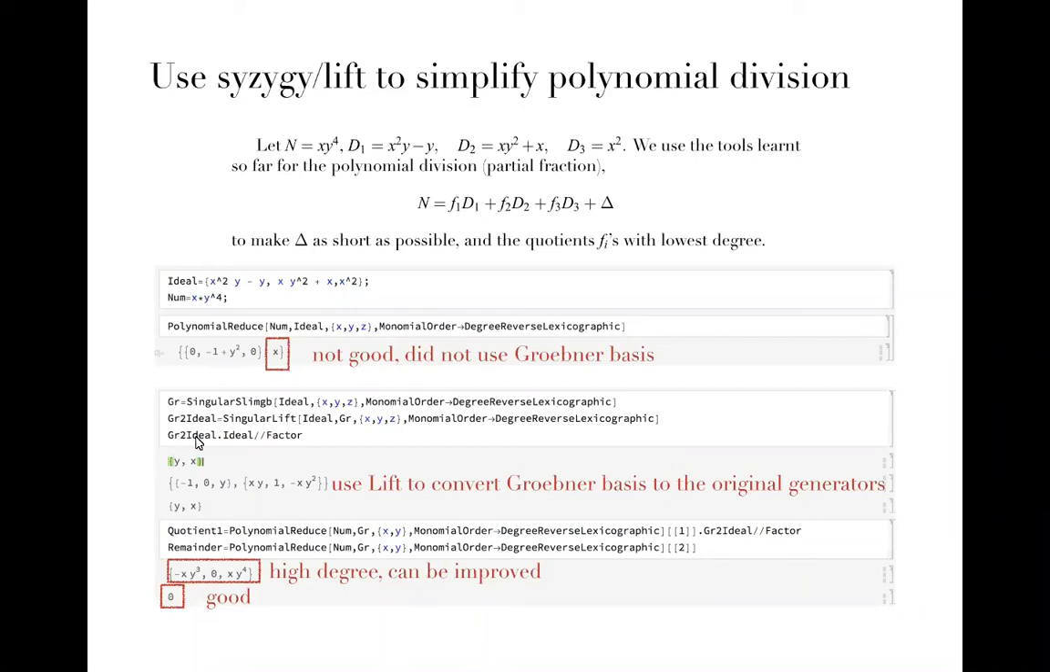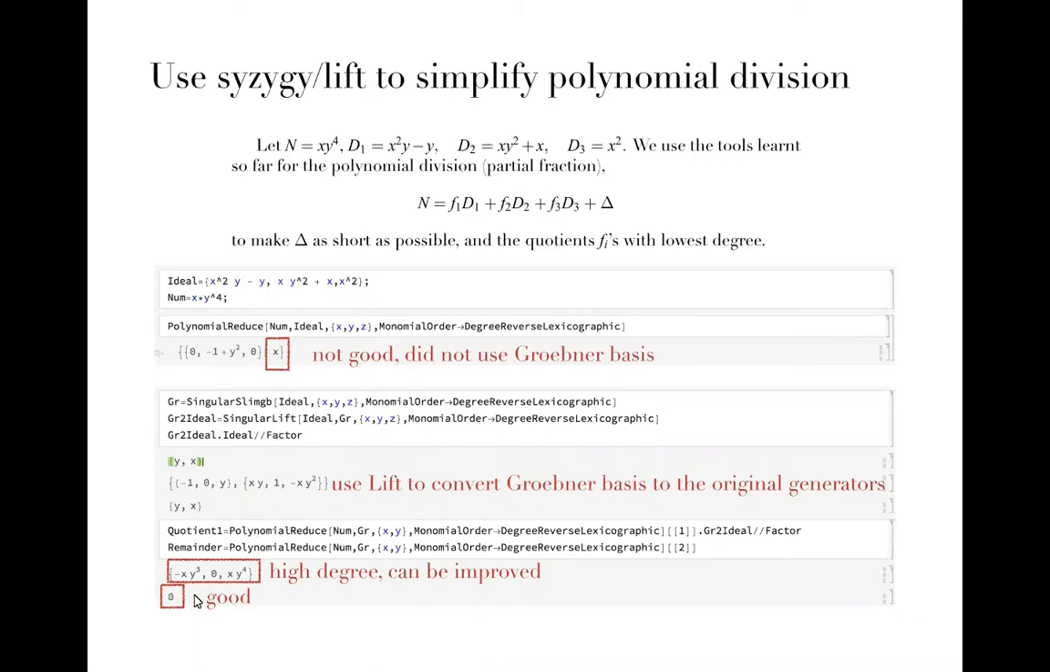And then you can see this conversion matrix multiplied by the original generators will give you the Gröbner basis. The other way around is much easier, okay. If you really say, I want to know how these original generators are generated by the Gröbner basis, that is easy. Just do one polynomial division, it's done. But the other way, you need a lift.